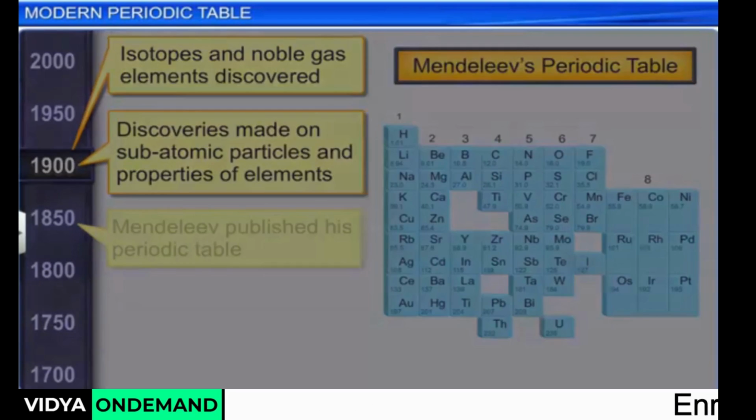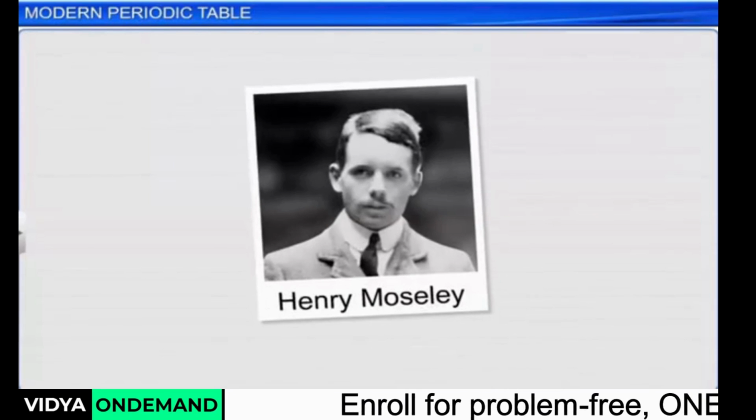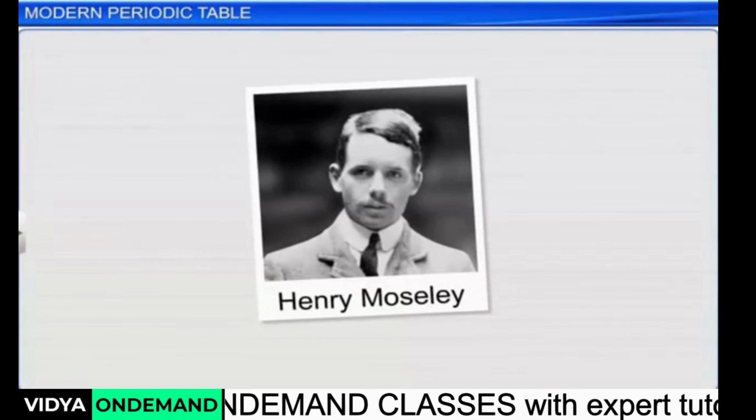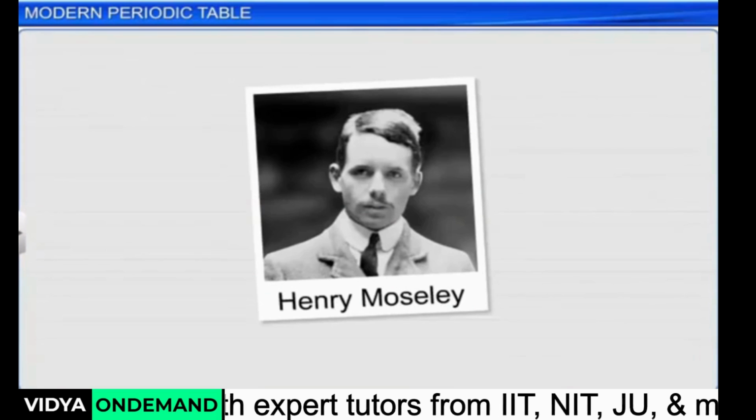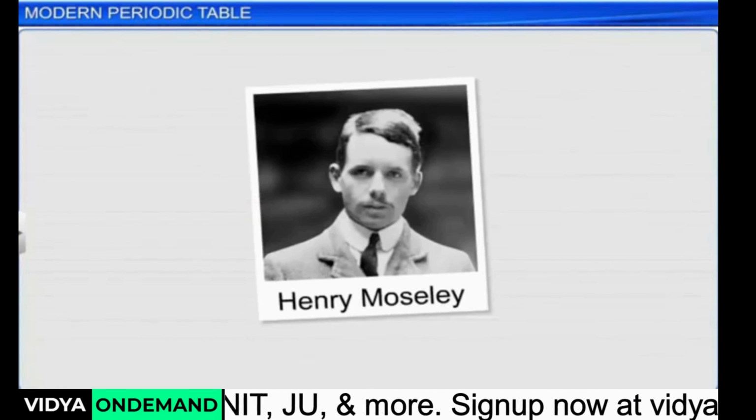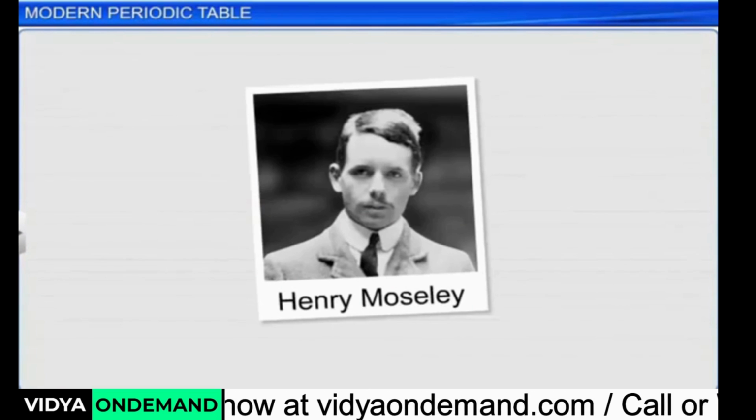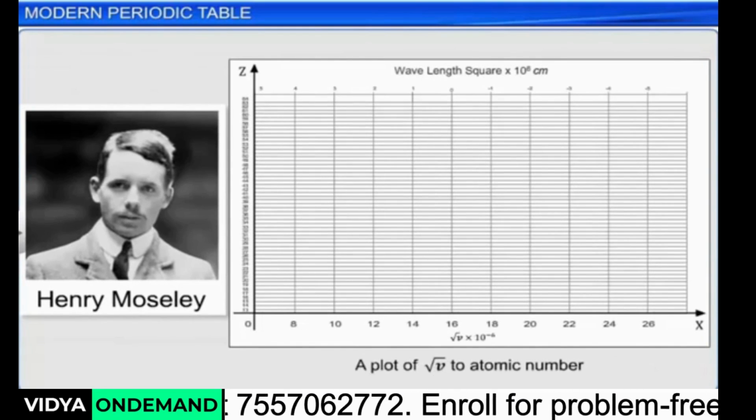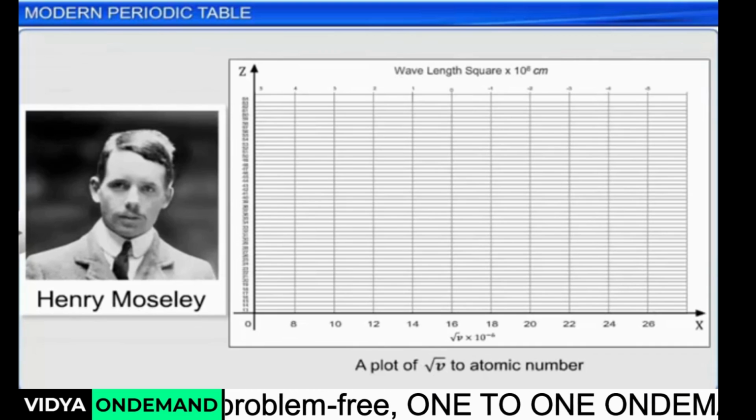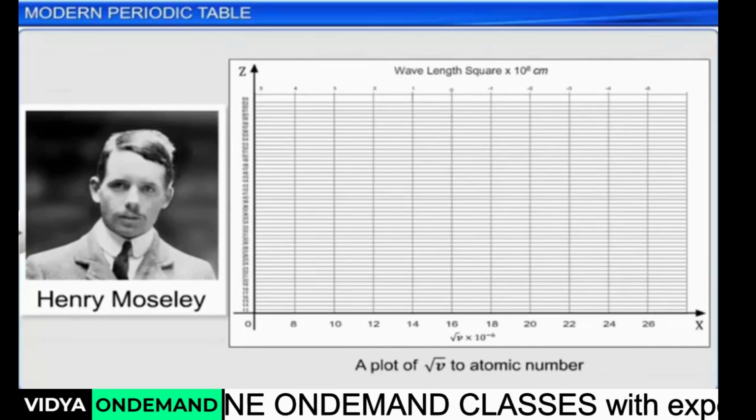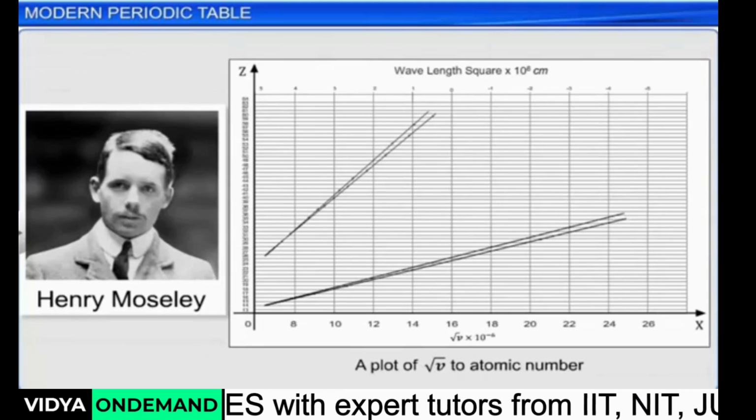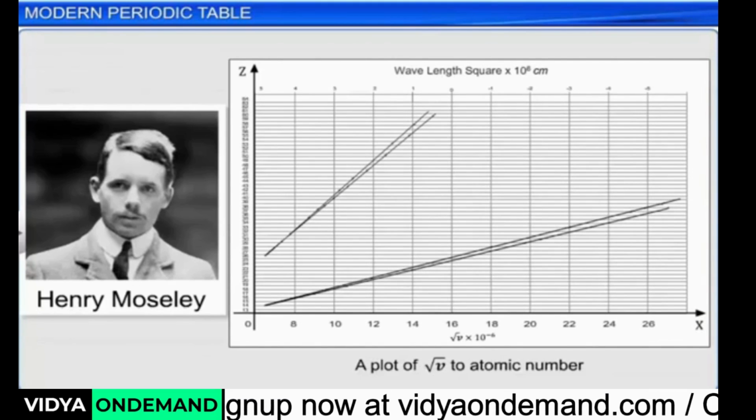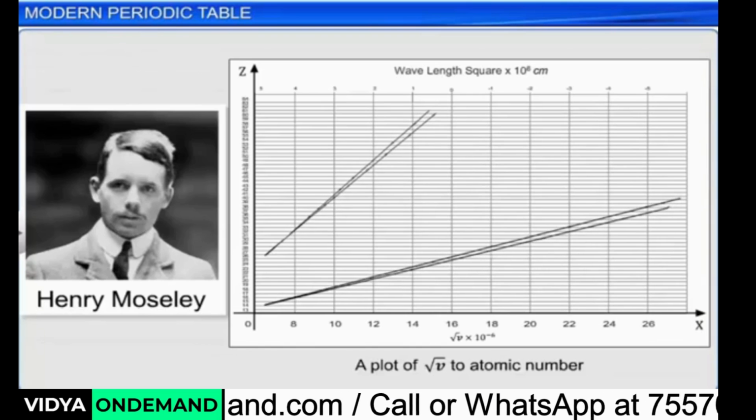In 1913, an English physicist, Henry Moseley, observed regularities in the characteristic X-ray spectra of elements. On plotting the square root of X-ray frequency emitted by elements against their corresponding atomic numbers, Moseley got a straight line graph. However, he did not observe the same pattern when he plotted the same X-ray frequencies against their corresponding atomic weights.